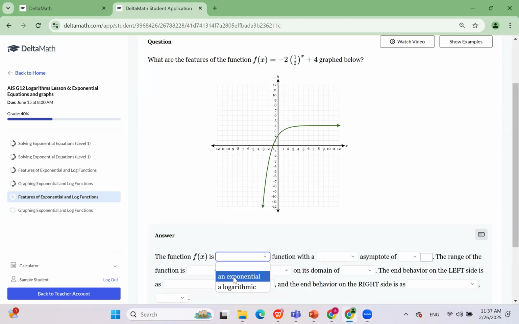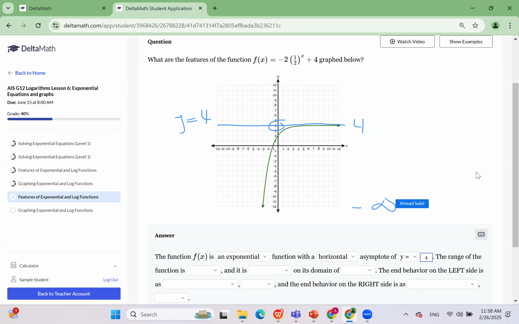So the function is an exponential function, and exponential functions have horizontal asymptotes. So this here is a horizontal asymptote, and the equation is y equals 4. The range of the function goes from 4 to -infinity. These are the vertical values covered by this function. So from -infinity to 4.